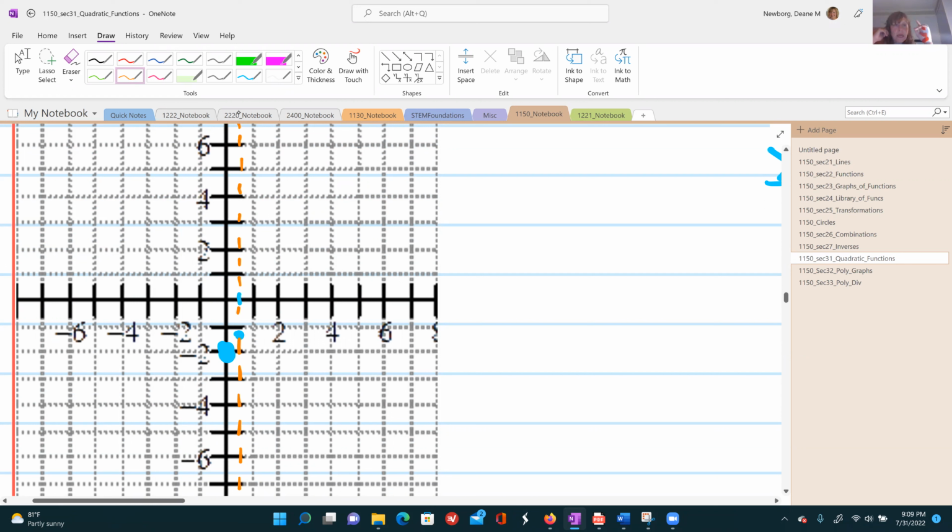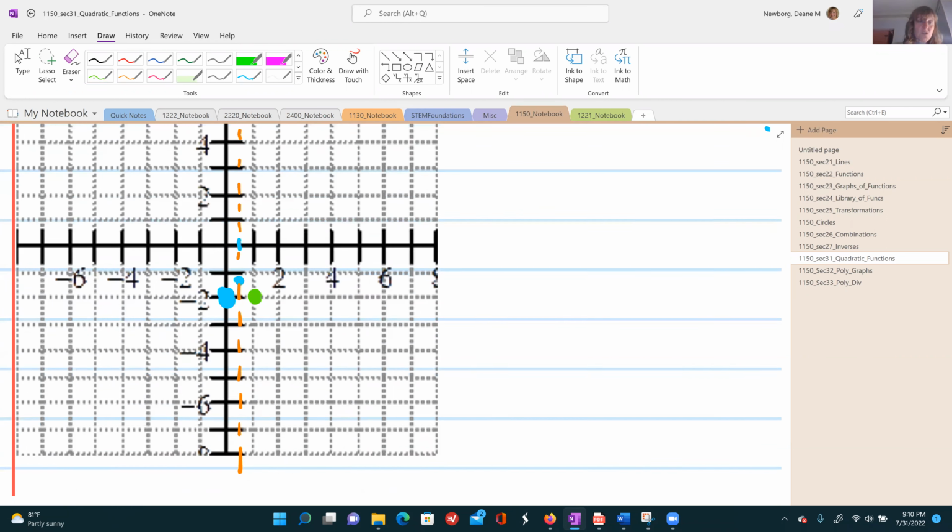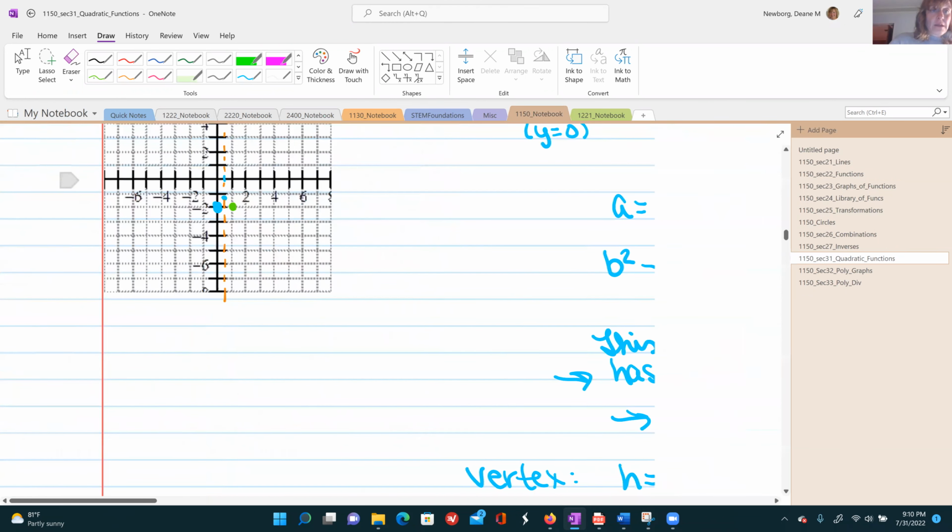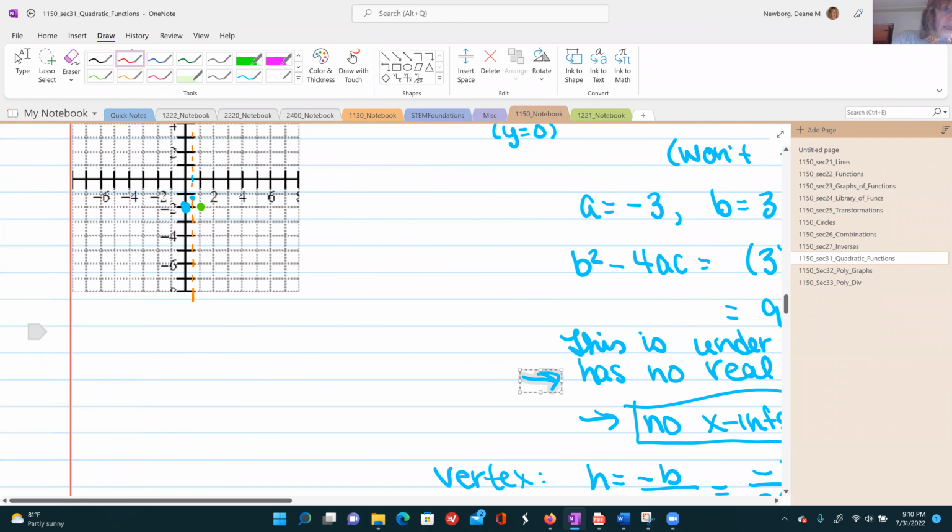But remember, the axis of symmetry acts like a mirror, so that y-intercept at (0, -2) should have a mirror image on the other side of the axis of symmetry. So there will be another point just right over here. I think I'm going to plug in one more value. Let's plug in x equals 2. So another point.